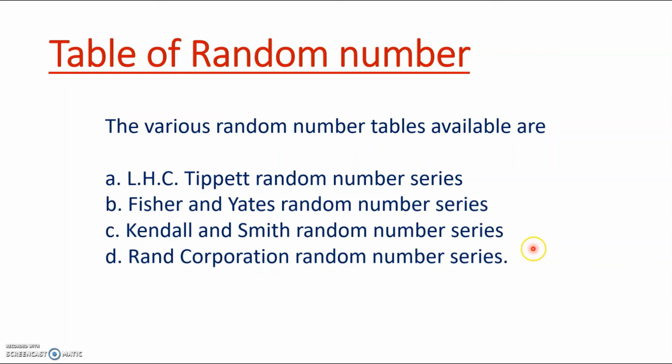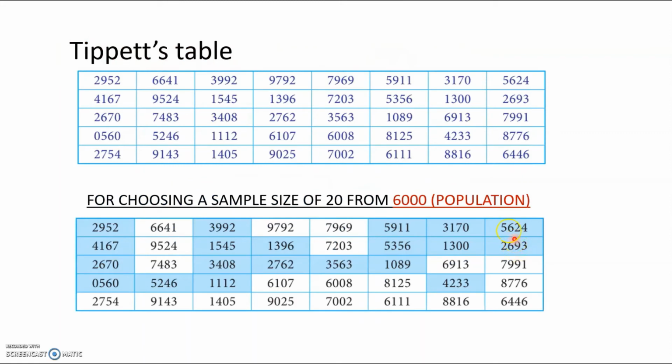All you have to do is take them and start to use them. How do you use them? If you have a population, then you first have to number the population completely. Every person in the population should be given a certain number. And then you will use the series to pick a number from that population. Let's see an example. Let's say that this is our Tippett's table, and the table comes like this. Now, you have a population of 6,000, and you want to choose 20 people from this population. How would you do that?